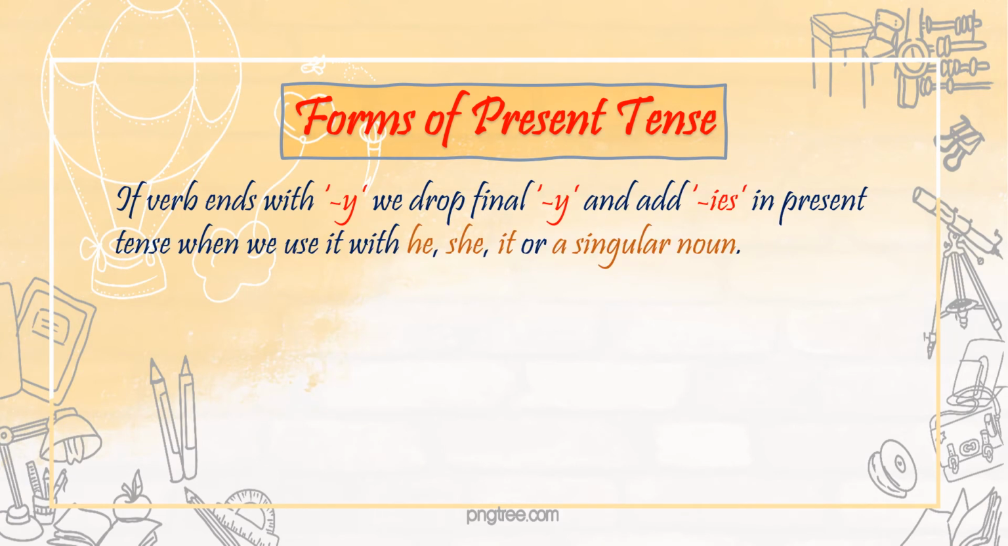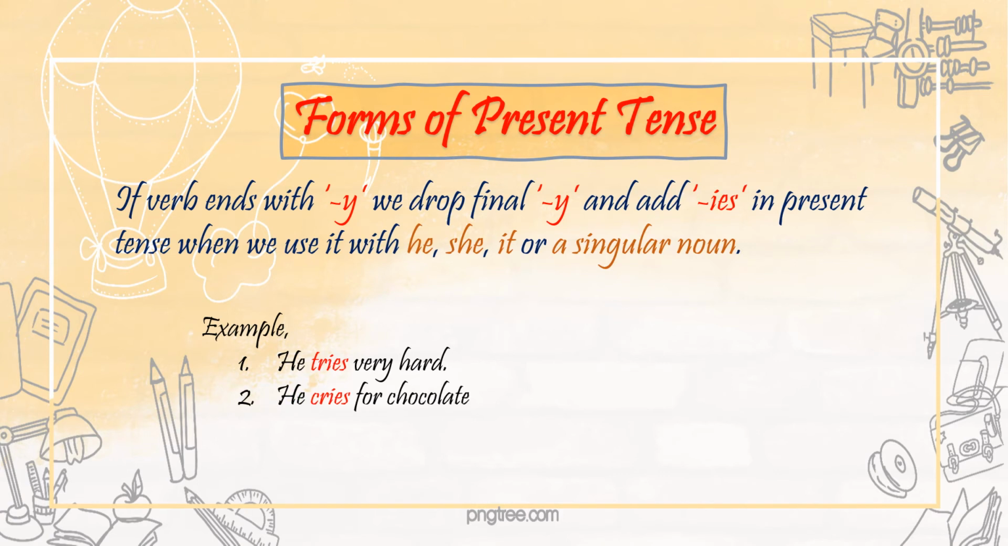The next rule for using verbs with singular noun or he, she, it in present tense is if a verb ends with y, we drop final y and add ies in present tense when we use it with he, she, it or a singular noun. For example, he tries very hard. He cries for chocolate. Here, the verbs try and cry were having y at the end, which we have dropped and added ies to them.